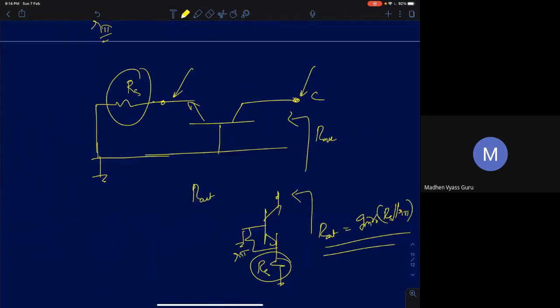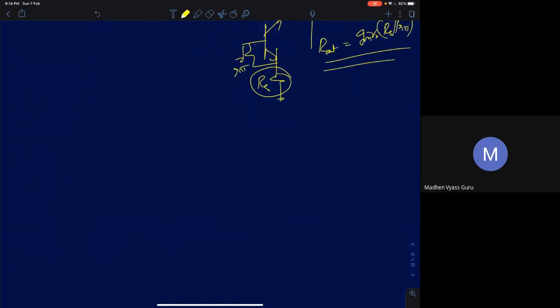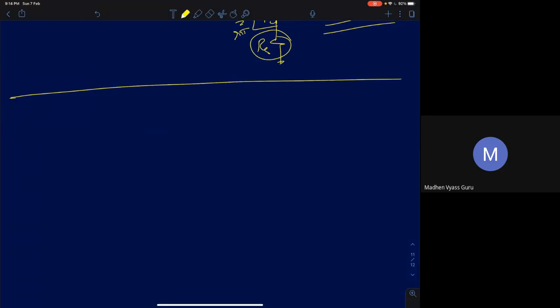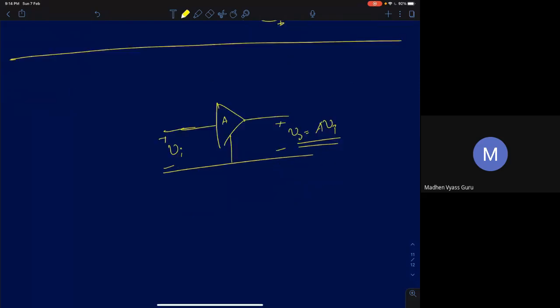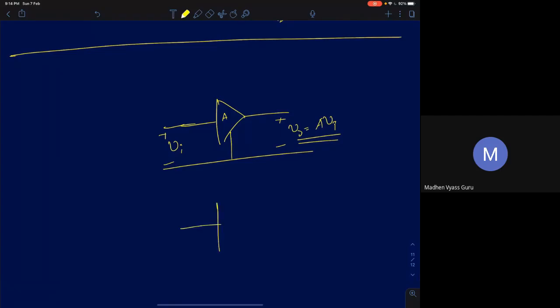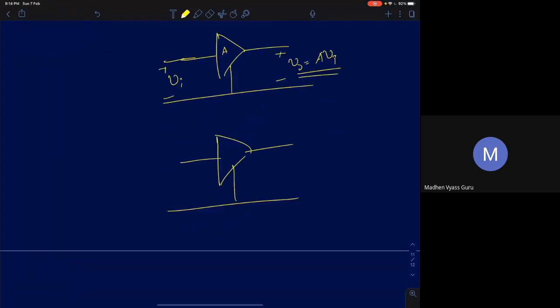So we'll try to intuitively understand why we are getting this result. One thing about the common emitter configuration: generally, if we have an amplifier and you apply an input voltage, the output voltage should be A times Vi. That's the relationship we need, and then it's called an amplifier. Now what will happen to this amplifier if I connect an input at the output? If I interchange the input and output terminals, what do you think will be the output voltage?